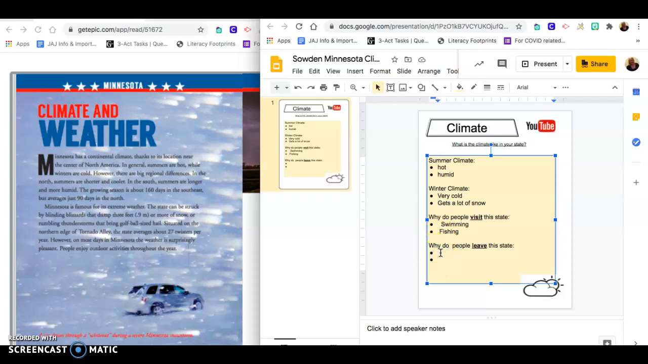Why do people leave the state? So think about when it's in the summertime, when it's hot and humid, sometimes people don't like it when it's really, really hot. And so hot and humid weather might make people leave the state. And another thing is, some people don't like the snow and lots of cold.